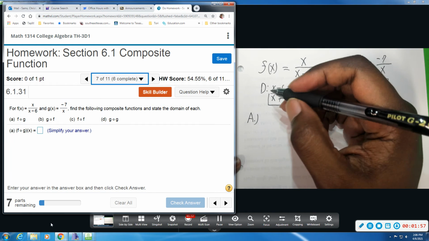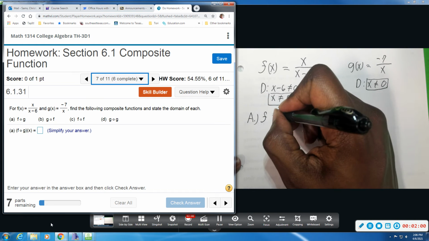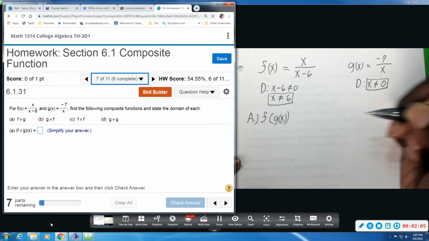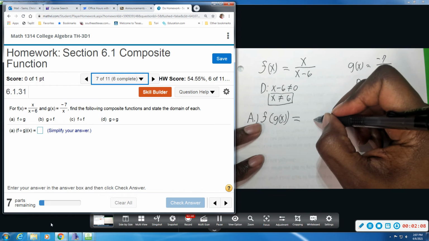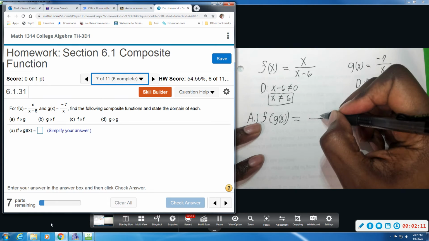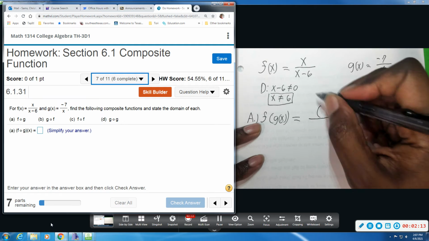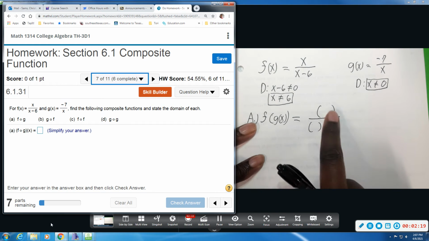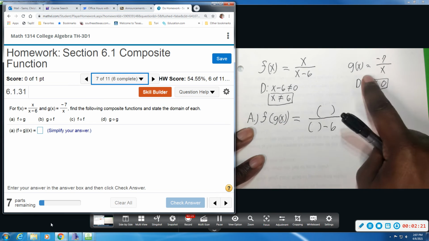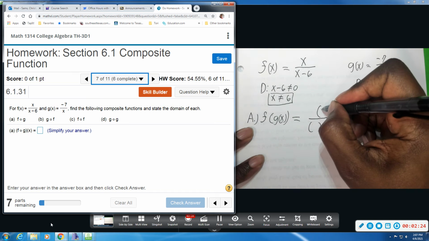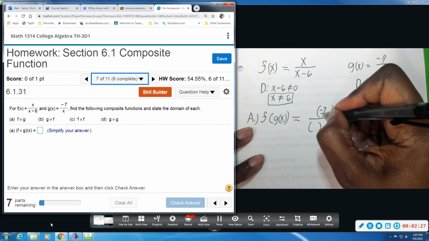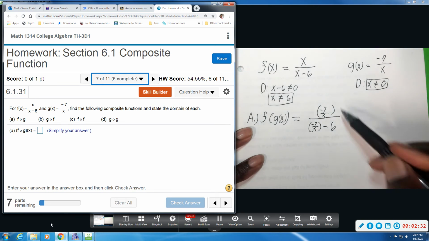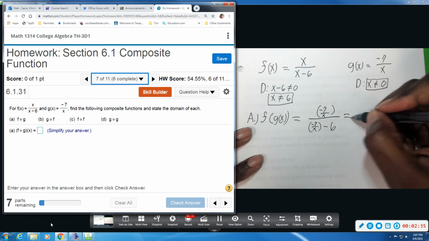Part A says we want to do f of g of x. I'm just going to go ahead and translate it to what it means. What this means is I'm going to take the f expression. So it is x on top, which I leave as blank, and then it's x minus 6 on bottom. I'll leave that as blank. In the place of x, we're plugging in the g of x equation, which is negative 7 over x. Negative 7 divided by x, negative 7 divided by x.